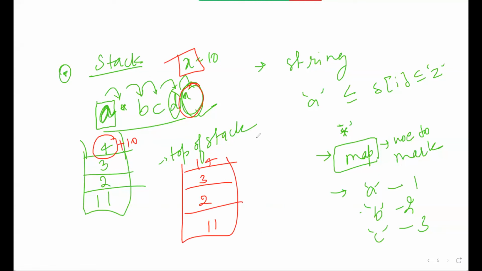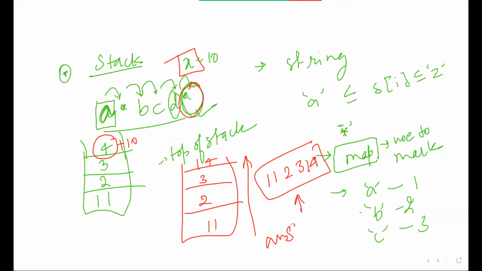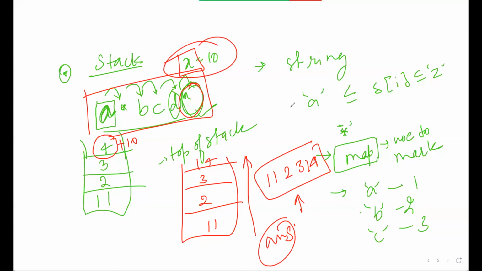Okay, now you have to form a string taking the values in this order: 11, 2, 3, and 14. So this is going to be your answer string for this input and this value of x. Okay, in this way you can use a stack for solving this problem.